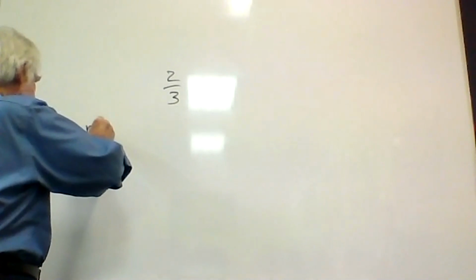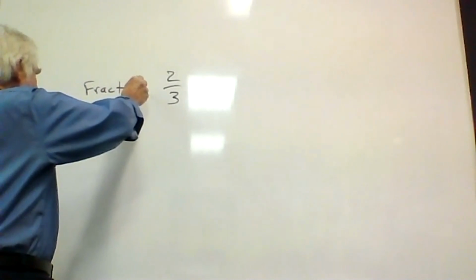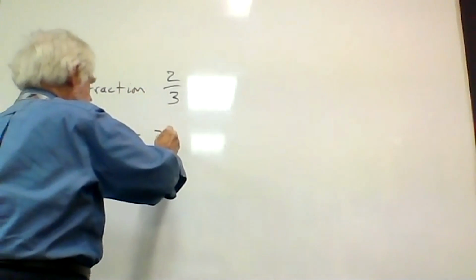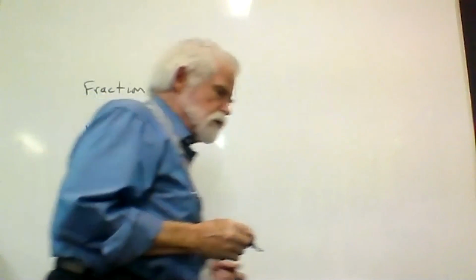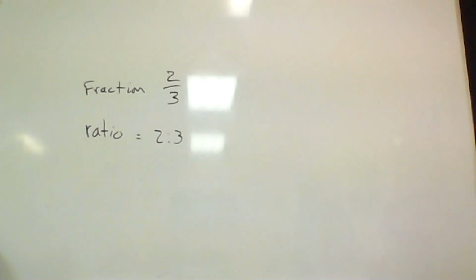Okay? Another way of looking at the relationship between numbers is to compare the relative magnitude of those numbers. And we do that with the ratio. The ratio 2/3 is written as 2 colon 3, and is read as 2 to 3. The relative magnitude.